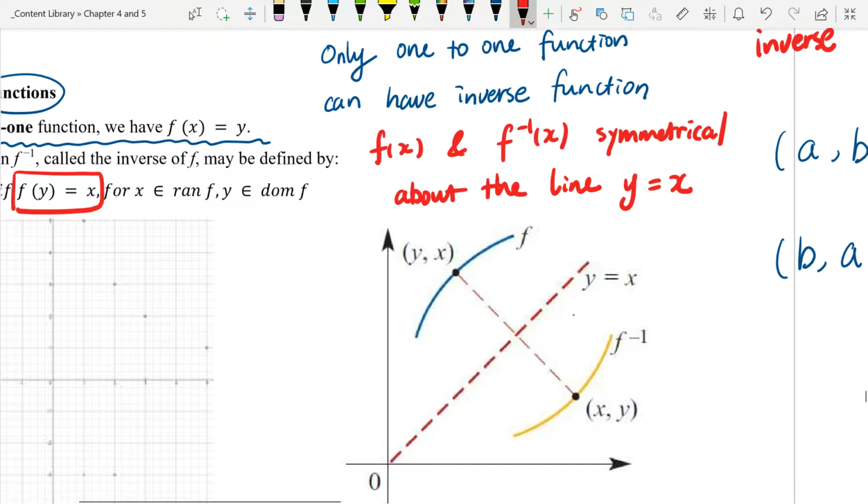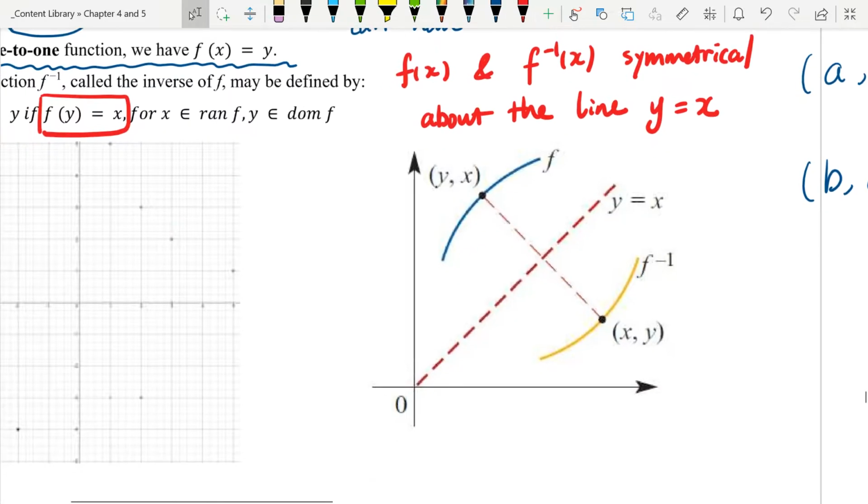Because if you swap x and y values, if you have (1, 2), that becomes (2, 1), a symmetrical point about y equals x. If you have (4, 3), you get (3, 4), also a symmetrical point about y equals x. So if you take all the points and swap x and y, that's basically just a reflection about the line y equals x. That's the graphical meaning of it.